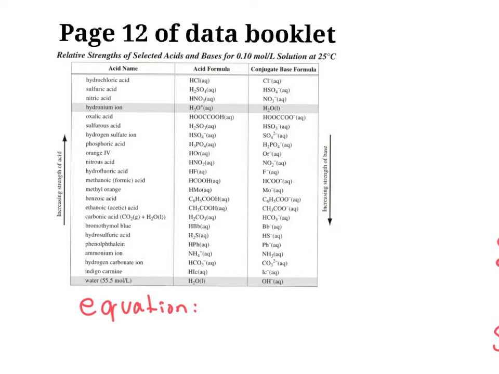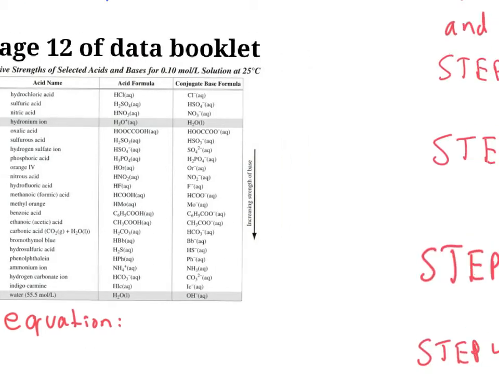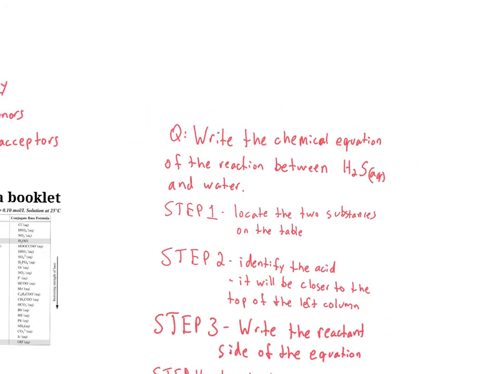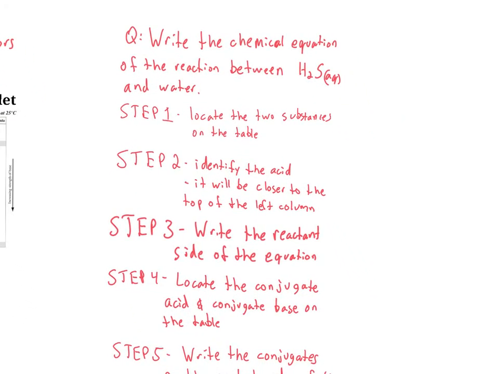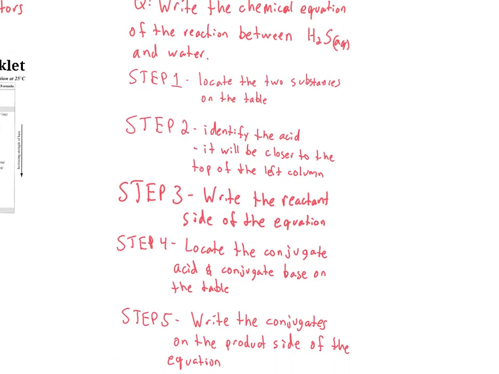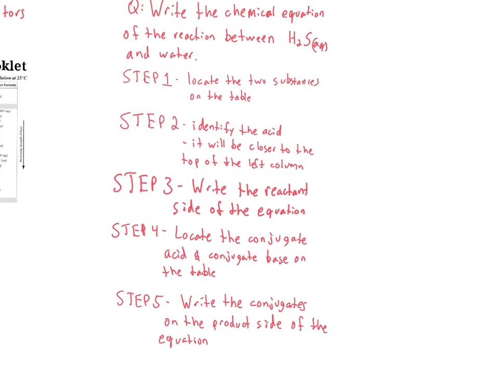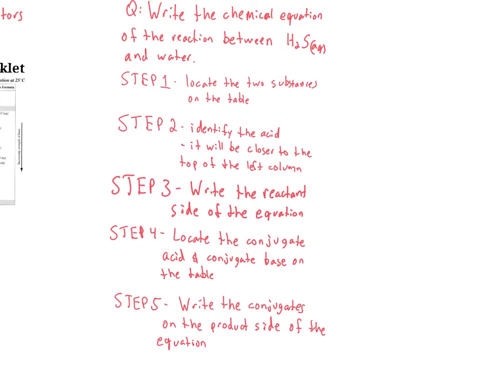So we're going to jump right in and try to do a question on this. The question is right here. Write the chemical equation of the reaction between hydrogen sulfide and water. I have the series of steps here. You can write that down on your own. I would suggest you do that, and then we'll go through those steps right now.